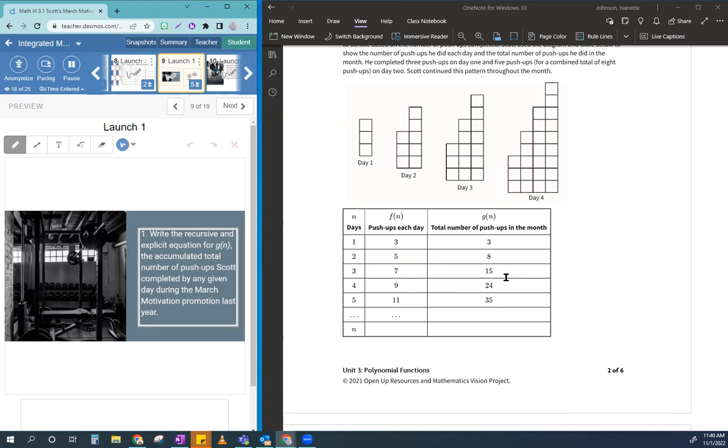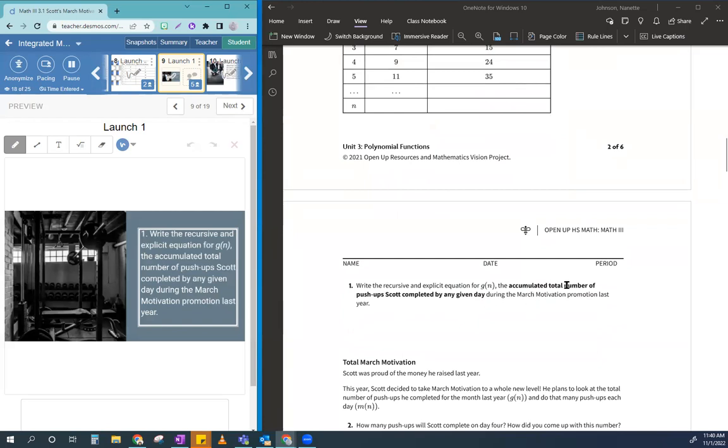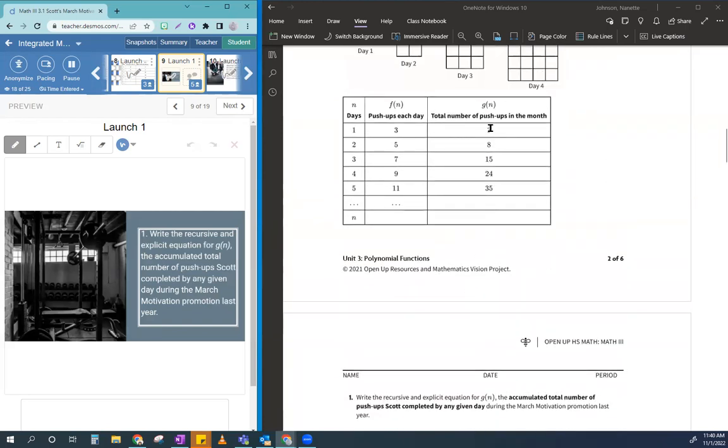I'll put a couple of recursive and explicit function videos in our queue so that you can watch those and be like, oh, I understand what she means by recursive and explicit. So what do you want us to do here? We're just looking for this function here.